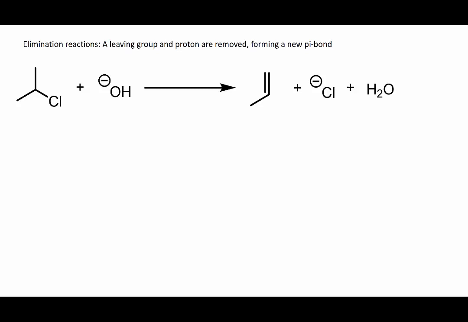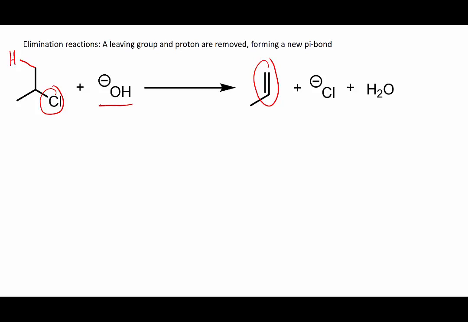One method of forming an alkene is using an elimination reaction. In an elimination reaction, a leaving group and a proton are removed, forming a new pi bond. So in this example, what we've done is we've eliminated a hydrogen atom as well as this chlorine, and we've generated a new pi bond in their place. This is facilitated by the use of a base.